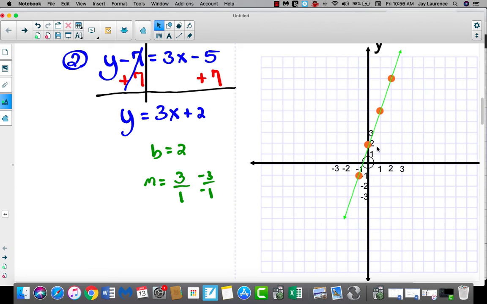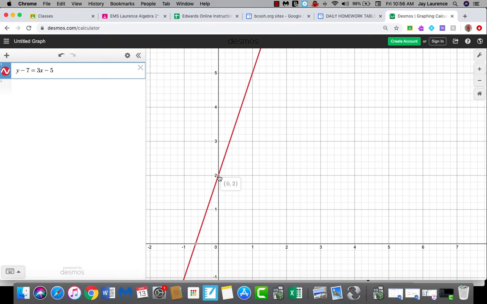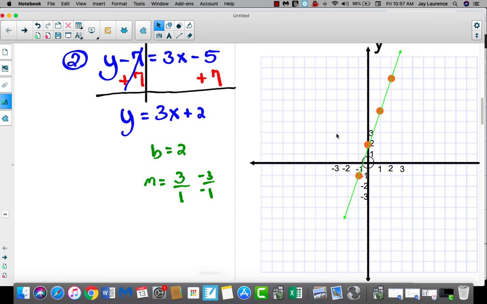All right, so the y-intercept was 2, and on Desmos, it says the y-intercept is 2. Beautiful. Now, let's see if I can find another intersection. Looks like 1, 5 is on the graph. Let's see here. There it is, 1, 5. Okay, so let's see if I'm going through 1, 5. 1, 1, 2, 3, 4, 5. Yep, I sure am. If you are going through 2 points the same as Desmos, then you have the same exact line, even though your picture might look different.